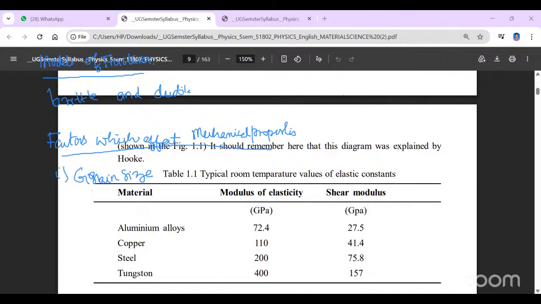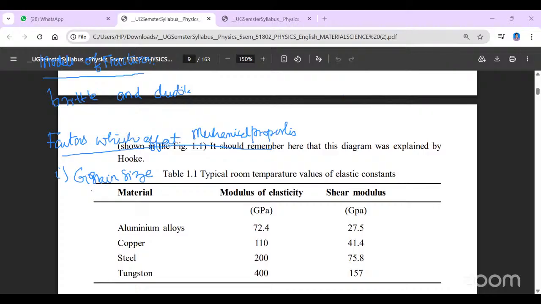Suppose you take fine grained metals; they have higher strength and lower ductility. Therefore fine grain is very important and it is specified for specific applications which need higher hardness. So the effect of grain size on ductility and tensile strength is there. We have to choose fine grained metals.